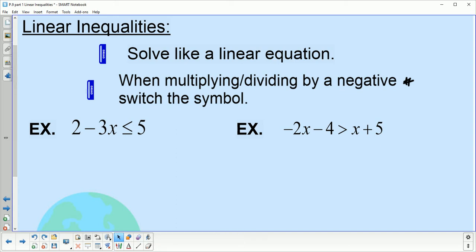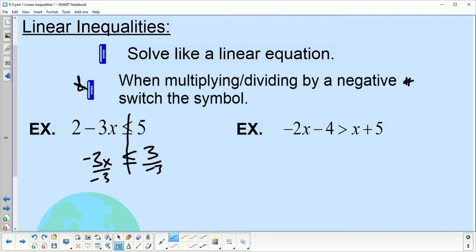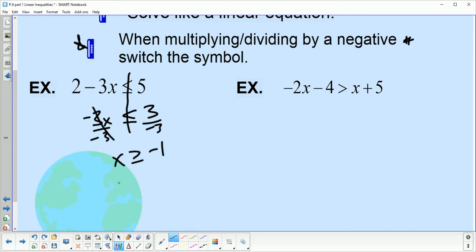So first one here, I'm going to solve it just like an equation. Treat the inequality symbol like your separation left and right. I'm going to start by subtracting 2, so I'd end up with negative 3x is less than or equal to positive 3, and then I'm going to divide both sides by negative 3. So here is where that piece comes in, and since I divided, again negative 3's cancel out, I need to switch my symbol, and so I get x is greater than or equal to negative 1. If we're going to do interval notation on this, we'd say negative 1 all the way up to infinity. So negative 1 to infinity.